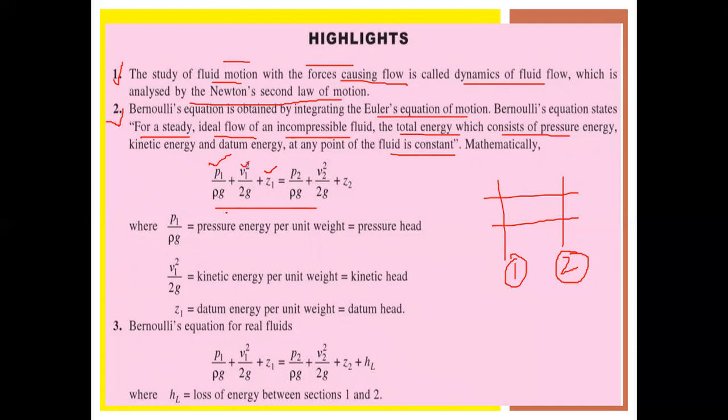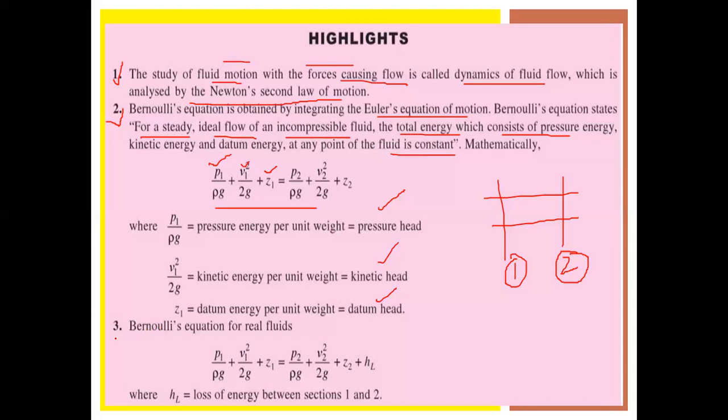So P1 by rho g plus V1 square by 2g plus Z1 is equal to P2 by rho g plus V2 square by 2g plus Z2 is equal to P3 by rho g plus V3 square by 2g plus Z3 is equal to constant. Whereas P1 by rho g is the pressure head, V1 square by 2g is the kinetic head, Z1 is the datum head.